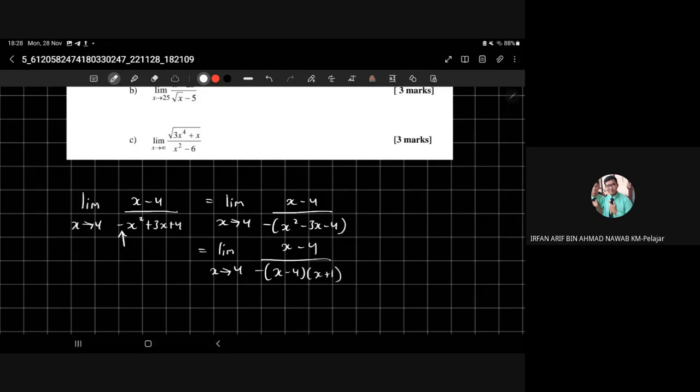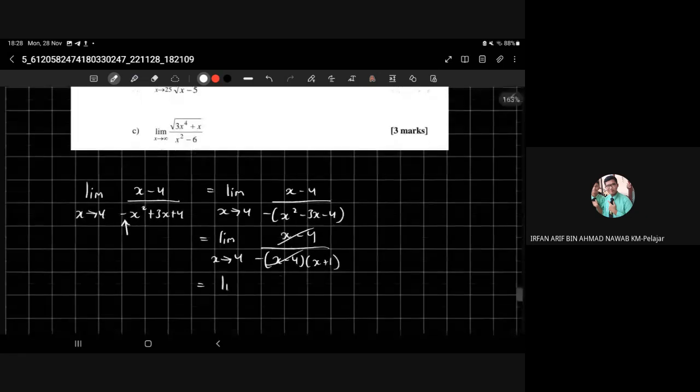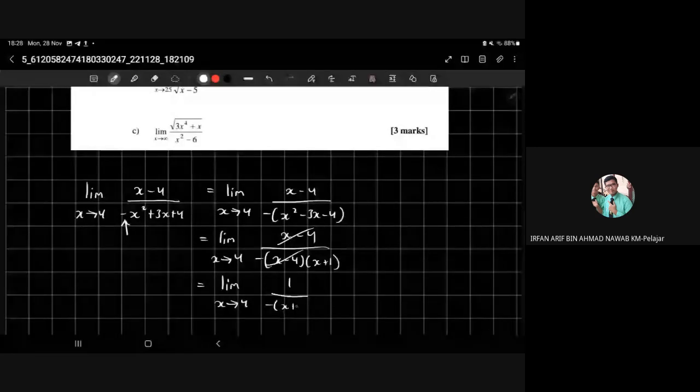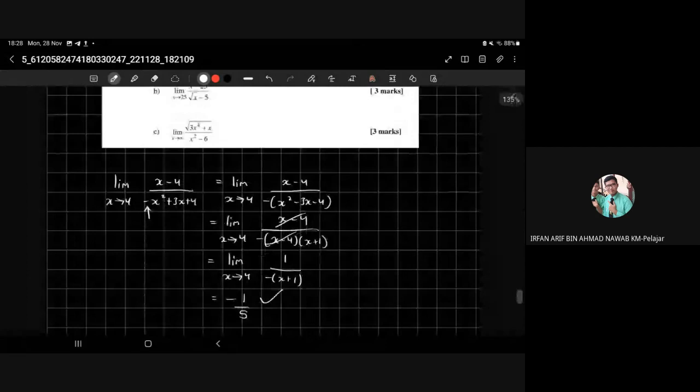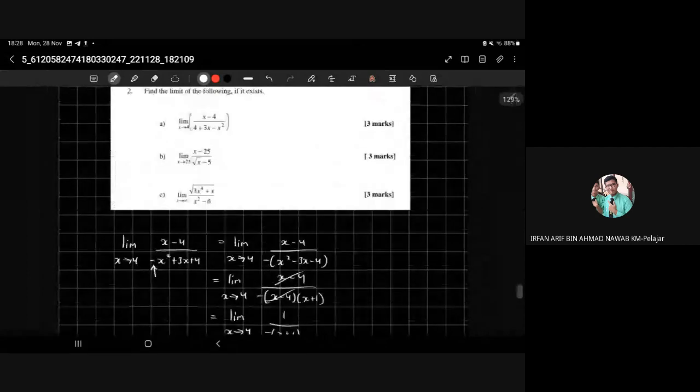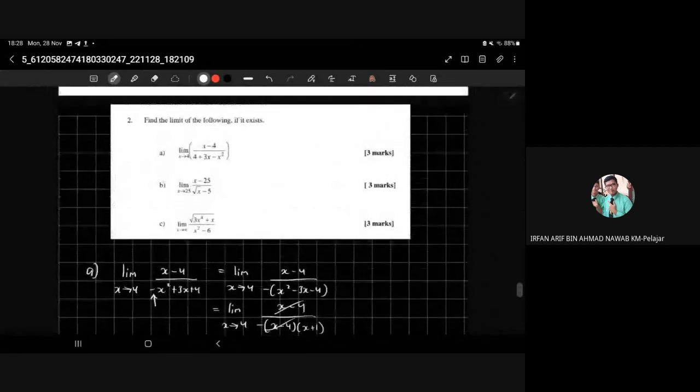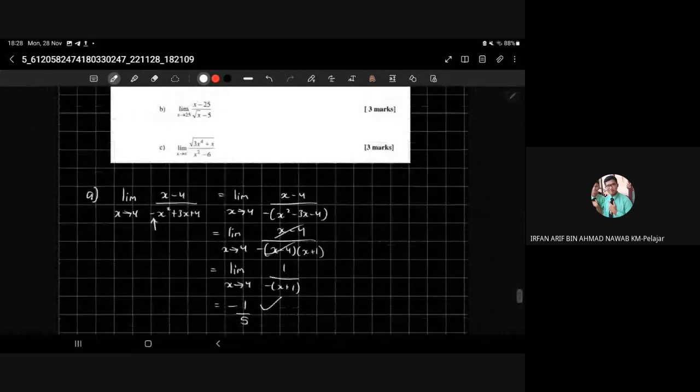Right, x minus 4, x plus 1. Then you could simplify this function, no problem. The limit as x approaches 4 of 1 over negative x plus 1 should be negative 1 over 5. So that is the answer for the limit for question E. Okay. Any questions so far?